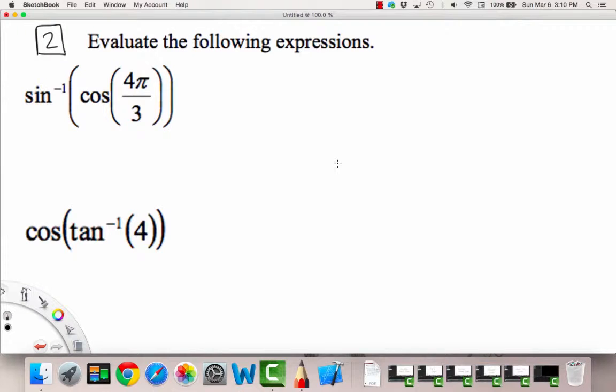Okay, number 2 tells us to evaluate the following expressions. So again, we have kind of like a part A and a part B, 2 little mini problems here. So let's work with part A. So we have sine inverse, or inverse sine, of cosine of 4 pi over 3.